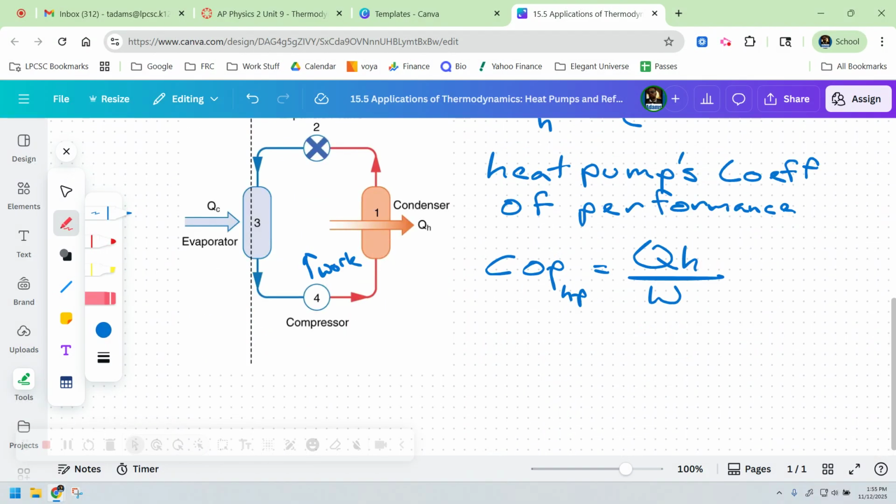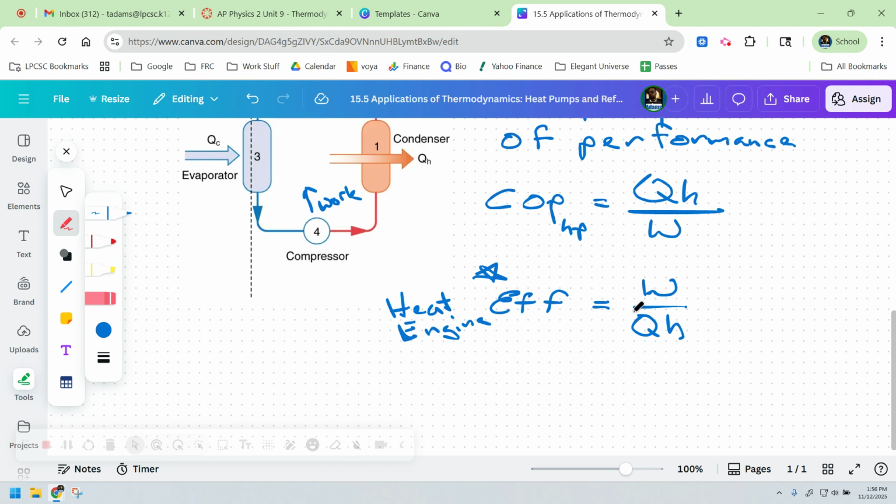And we should also remember that the efficiency of a heat engine, so this is a heat engine, is equal to the work over the high heat. So what does that tell you? They're reciprocals of one another. So the coefficient of performance of a heat pump is the reciprocal of the efficiency of a heat engine, and it's basically just because we're doing the work backwards, okay?